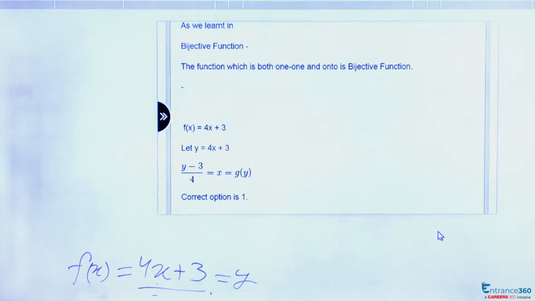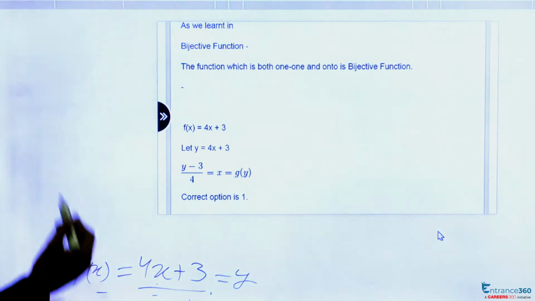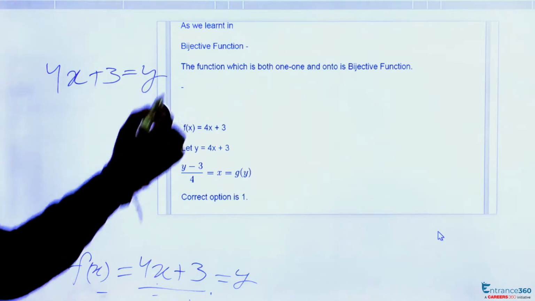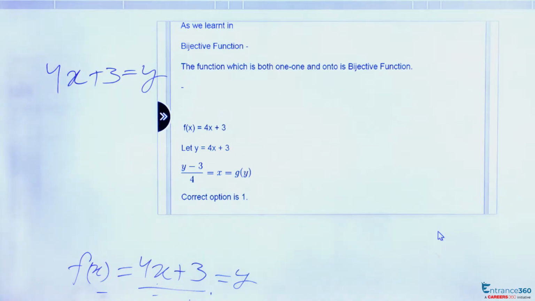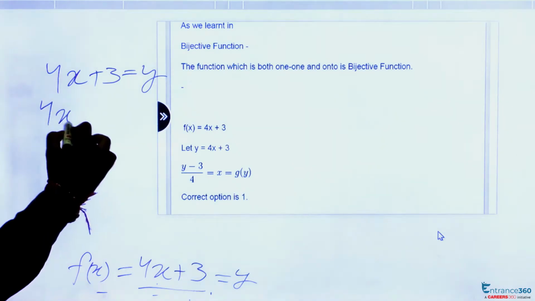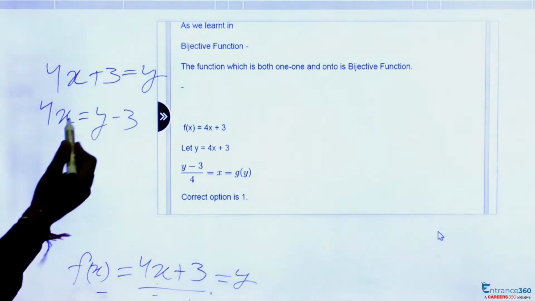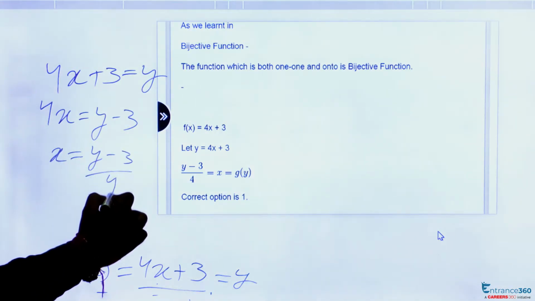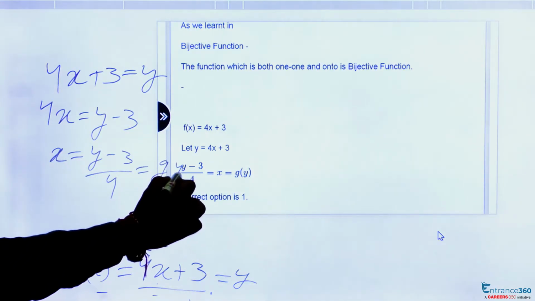Now, how to find the inverse of a function? There are easy steps to find the inverse of a function. Let's suppose we have been given f(x) equal to 4x plus 3. Now we can simply put 4x plus 3 equal to y. Now what we have to do is just find the value of x from here. So it will be 4x equal to y minus 3, or I can write it as x equal to (y minus 3) by 4, which can be written as g of y.